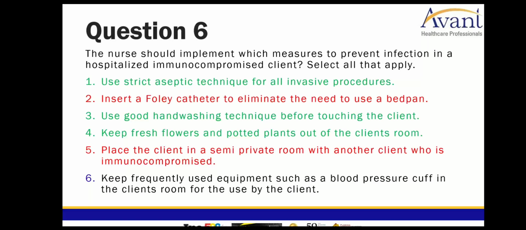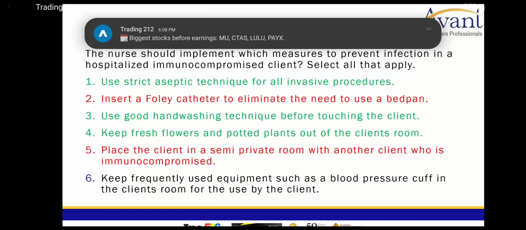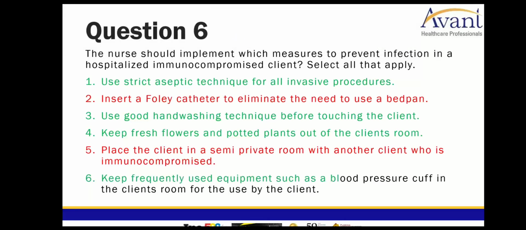One client placed in a private room. Now, 6 says keep frequently used equipment such as a blood pressure cuff in the client's room for use by the client. Absolutely, we don't want to cross-contaminate by taking the blood pressure cuff out or using other equipment and transferring and bringing in infection. So all these are the answers there. So the answers are 1, 3, 4, and 6.